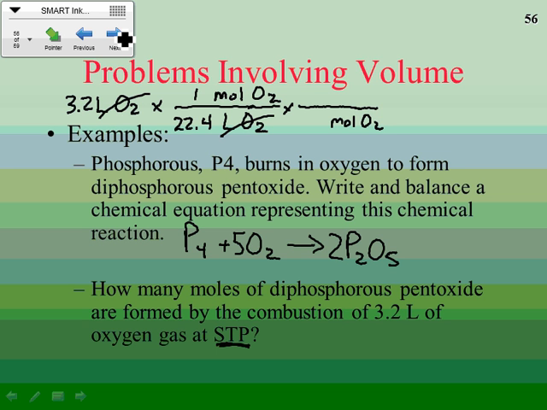All right. So now we're going from moles of O2 to what? Moles of diphosphorus pentoxide. Yep. And the mole ratio here comes from the chemical equation, all right? 2 to 5. You ready?